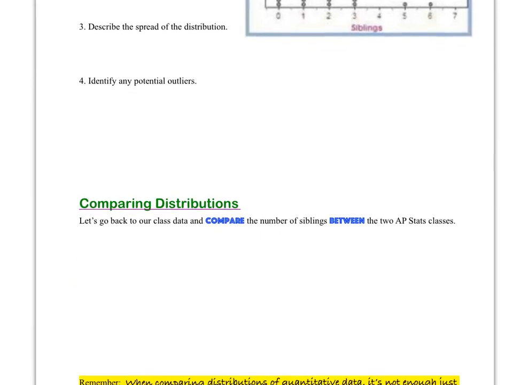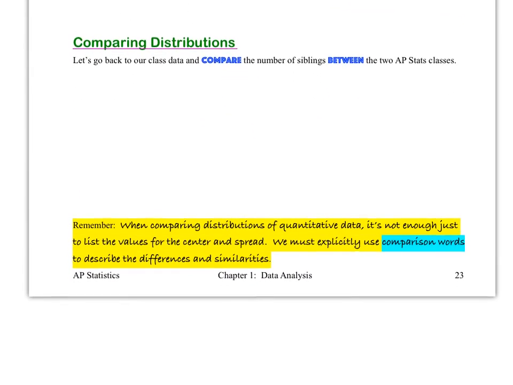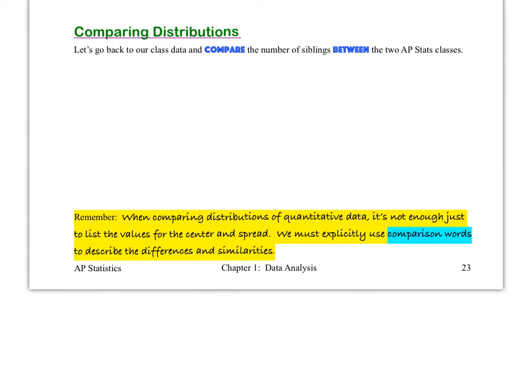We're going to look at comparing distributions now. And we're going to look at our data in the AP Statistics classes, and we're going to make a back-to-back dot plot. We need to figure out, first of all, what our axis needs to include. If we look at our data, the minimum number of siblings is 0, which makes sense, and the maximum number of siblings that we have is 3. So we're going to set up our axis first.